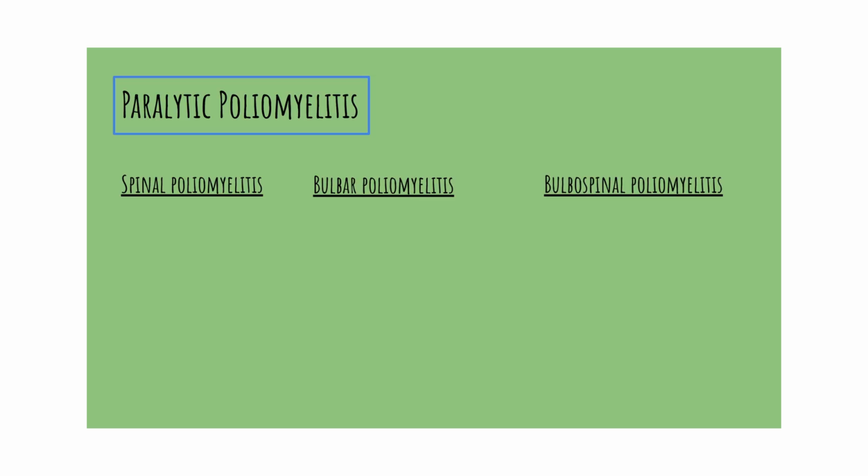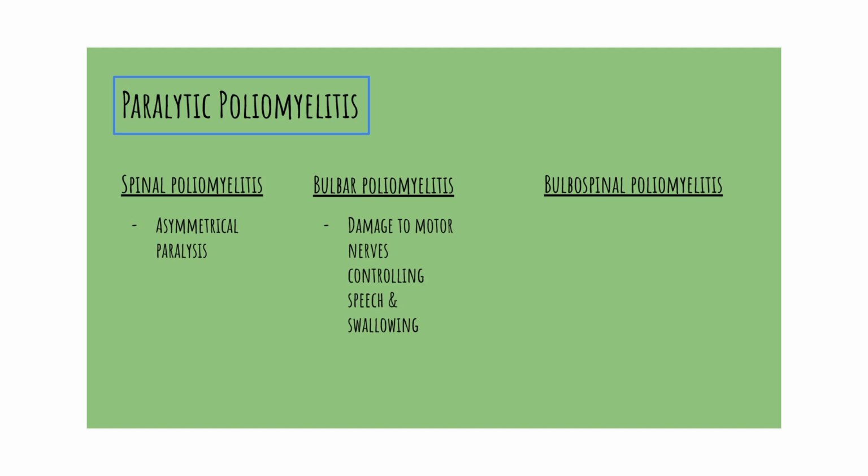There are 3 types of paralytic poliomyelitis: spinal, bulbar, and bulbospinal. Spinal poliomyelitis refers to asymmetrical paralysis, usually of the legs. Bulbar poliomyelitis affects the brainstem that controls the motor nerves that function in speaking and swallowing. In bulbospinal poliomyelitis, the brainstem is also affected and disrupts the proper sending of signals down to the diaphragm, a muscle important in respiration, which can make it very hard to breathe.